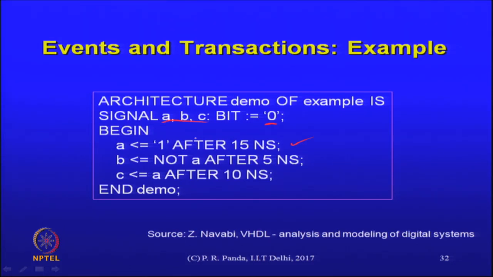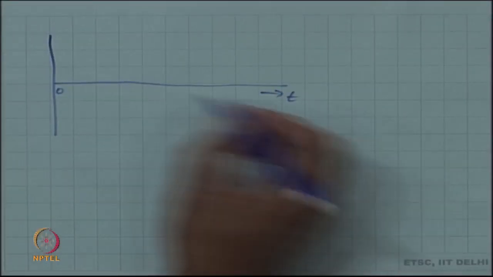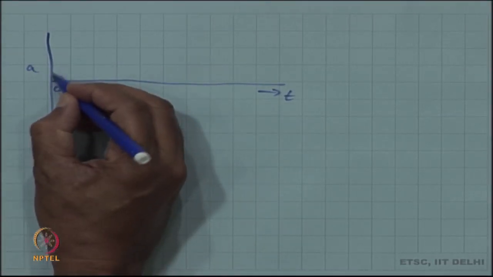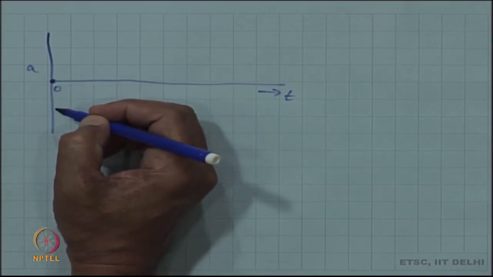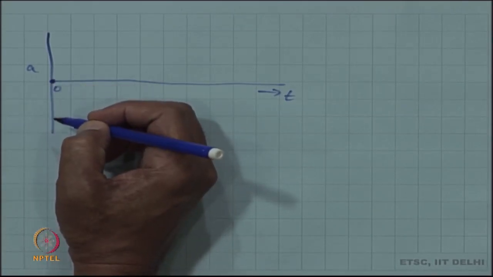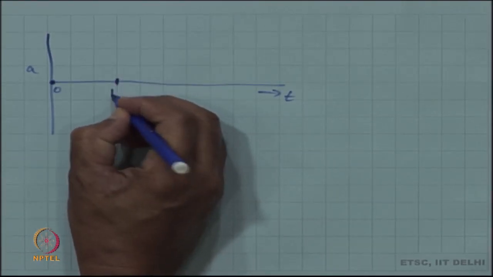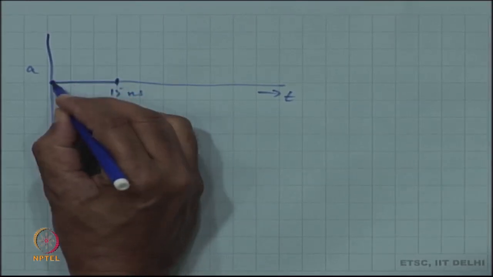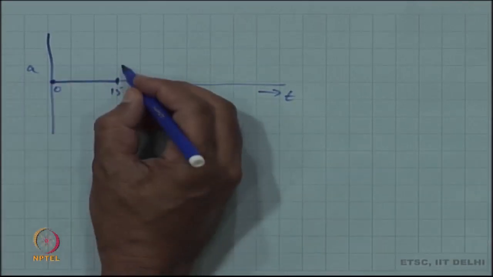What kind of waveform does that result in for A? So, you have time 0. For signal A, remember it is initialized to 0. So, what waveform are we talking about here when I say A takes the value of 1 after 15 nanoseconds? If this is 15, then it stays what it was, it stays 0 for 15, but then it takes the value of 1.